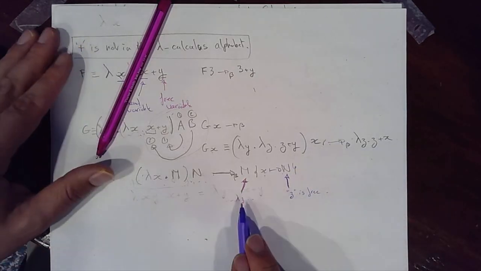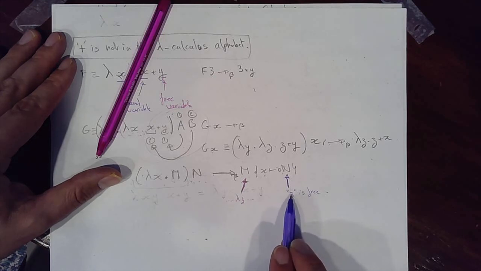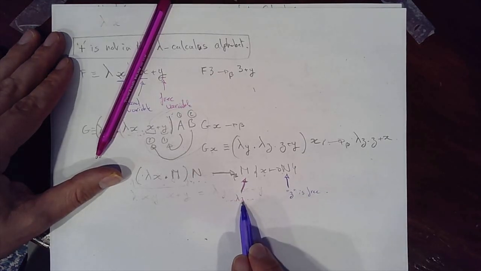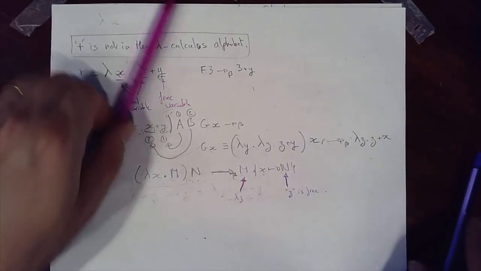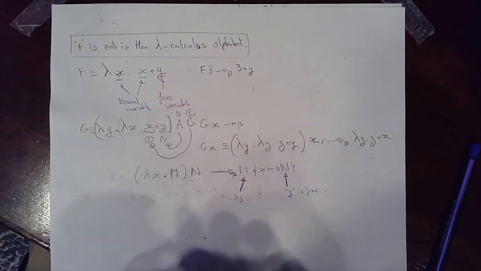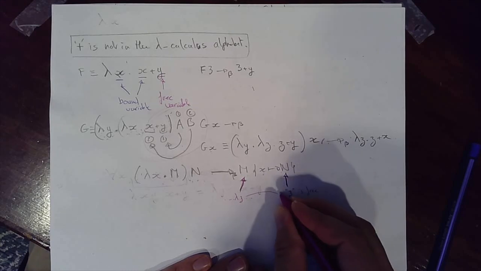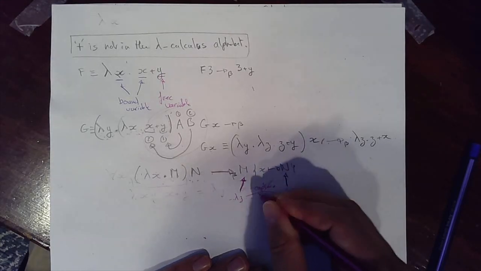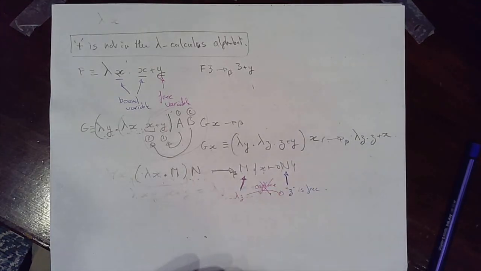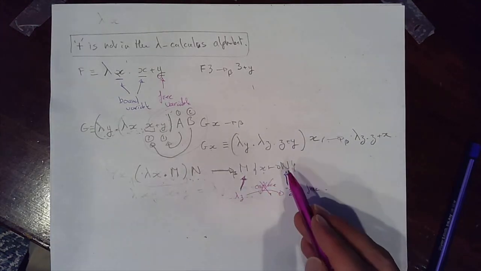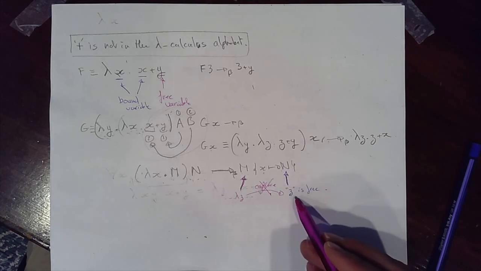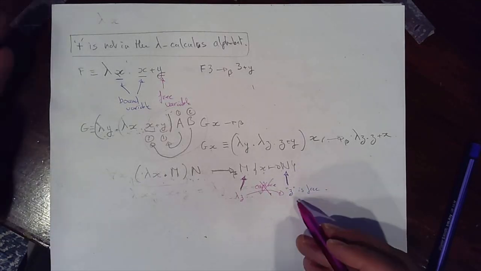Well, the problem is that you have to make sure that this z doesn't fall under this lambda z, right? Make sure that we don't have capture, as we say, of this free variable. Because if this variable is free in n, it is supposed to stay free, right? So basically what do we do? We just do a renaming.